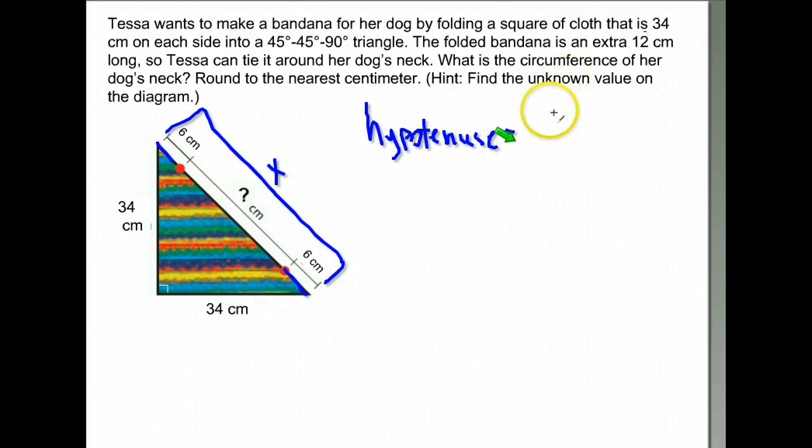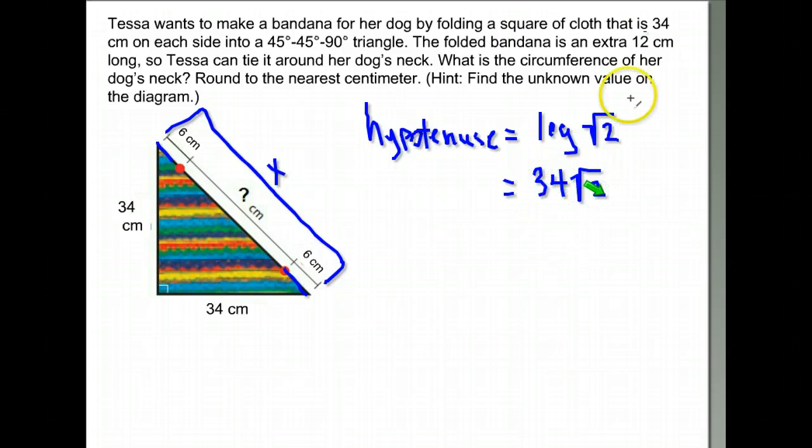And the formula says that you take the leg times the square root of 2. Now this time it wants the answer to the nearest centimeter, so we don't have to leave the square root there when we're done. We go ahead and multiply with our calculator. But we go ahead and write it down. So our leg is 34 times the square root of 2. Now if they wanted it in radical form, that would be it. But they don't. They want it as a decimal.